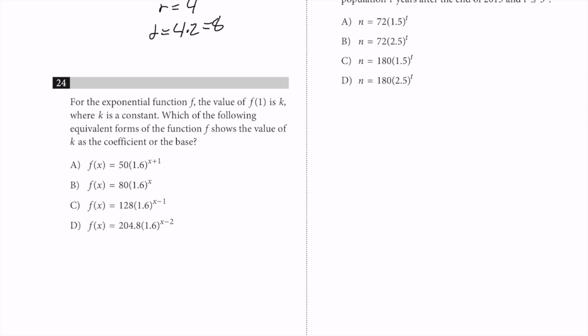So it tells us that our input is 1. So what is our exponent when we input 1 into each of these? So here it's 2, that's not correct. Here it's 1, and here it's 0. So it's answer choice C. And then here it's -1, so that's also not correct. Because to be left with the base, in this case, we'll have 128 times 1.6 to the 0, which becomes 1. So we'll just be left with 128, which would be k.